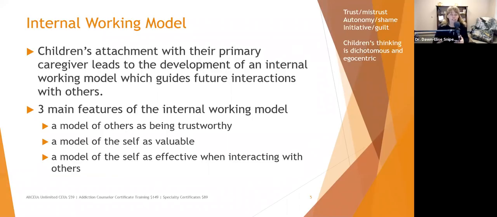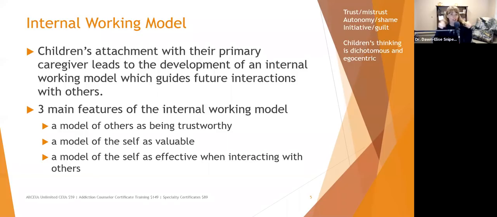They go through the terrible 2s and even worse 3s and start trying to assert some independence. During this time, children are really trying to explore and trying to master their own bodies. Their thinking during this time is also dichotomous. It's all or nothing, which is why children who are abused during this stage have such a hard time understanding what's going on, because either mom loves me or she hates me.